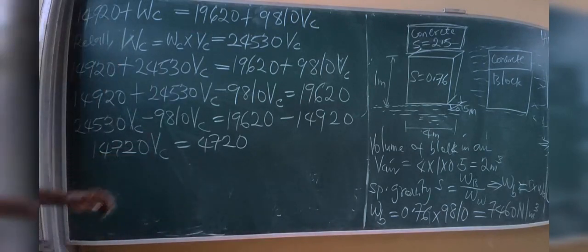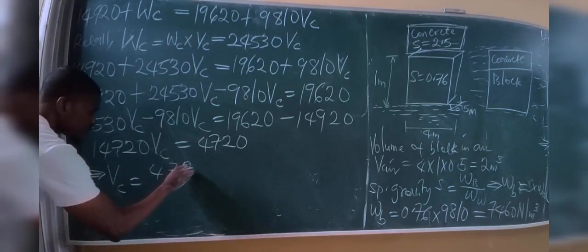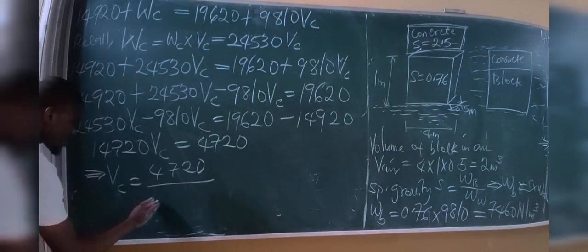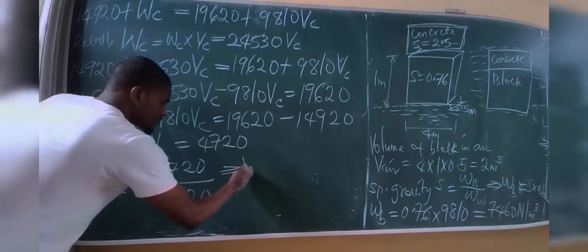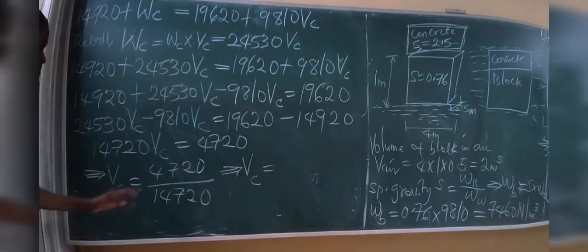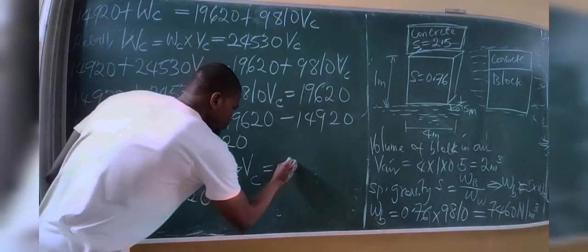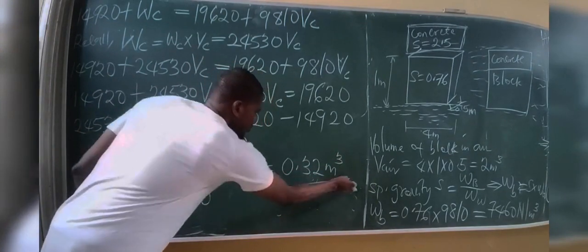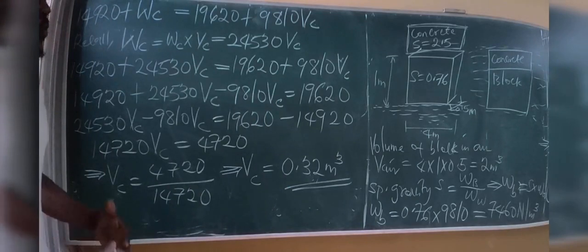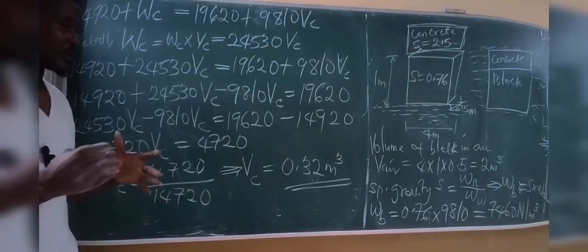From here we can make the volume of concrete the subject. This implies that VC is simply 4720 divided by 14720. So the volume of concrete is equal to 4720 divided by 14720. That gives us approximately 0.32 meters cubed. So this becomes the volume of the concrete when both the concrete and the block are completely submerged in water.